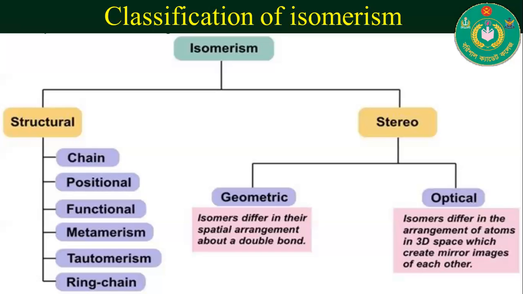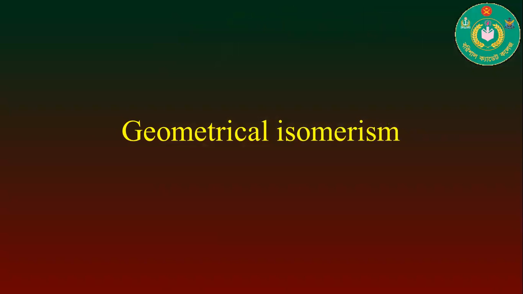Simply, geometric isomers differ in their spatial arrangement about a double bond, and optical isomers differ in the arrangement of atoms in 3D or three-dimensional space, which creates mirror images of each other. These two types of isomerism will be discussed later elaborately. First of all, move on to the concept of geometrical isomerism.